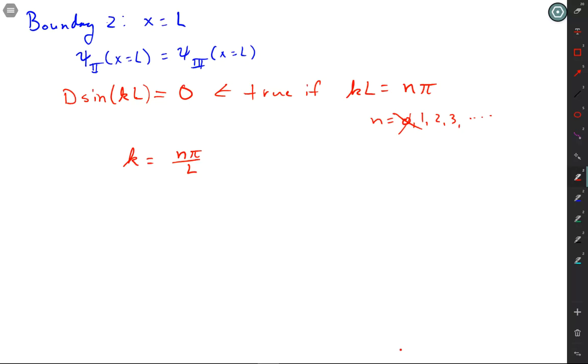Obviously, you weren't going through this work to get there. If you were, that would not have been a fair question. But now we have k equals n pi over L. And one says, huzzah, hooray, I've quantized something. What have I quantized? Well, it's actually a meaningful observable that I've quantized, but it's not seen in this equation.